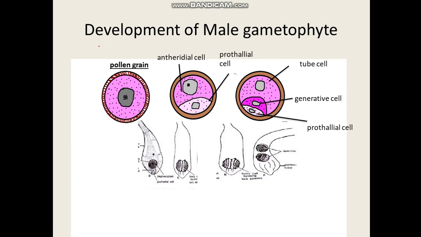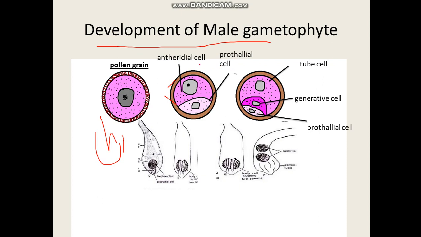Now let us see the development of the male gametophyte. In our previous video we studied how the pollen grains form inside the microsporangium. These are haploid in nature and are also known as microspores. The microspore is the first cell of the male gametophyte. The germination of the microspore takes place in situ, that is, while still inside the microsporangium.